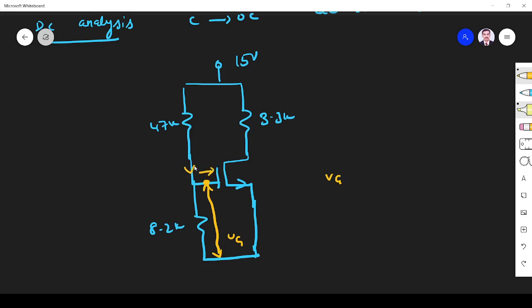Gate current is 0. So all the current coming here will be coming here only. There won't be any gate current to the MOS. So these two resistors are in series, so I apply voltage divider. Total voltage, I have to find voltage across this. So 8.2 divided by 8.2 plus 47. So VG is 2.23 volt.